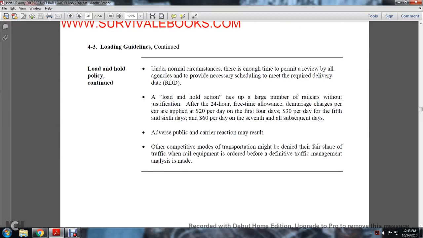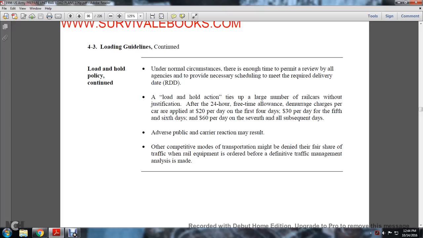Loading and holding policy continued. Under normal circumstances, there is enough time to permit the review of all agencies to provide the necessary scheduling to meet the required delivery date, or RDD. Load and hold action ties up a large number of railway cars without justification.